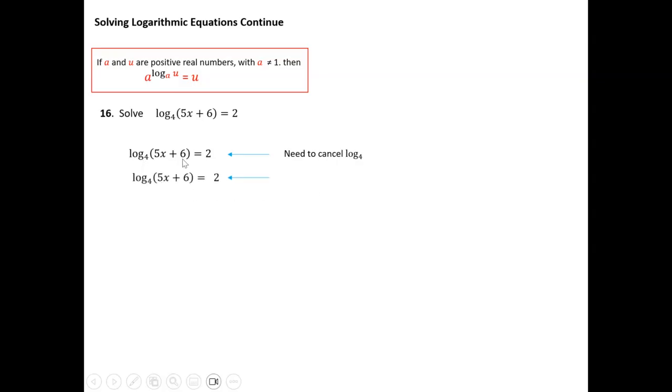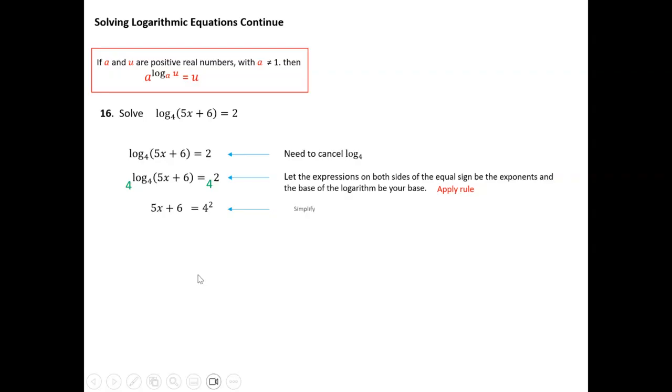We're going to let this expression on both sides be my exponent. In other words, we're going to put a big 4, and this becomes your exponent, but we do it to both sides. Now, by applying the rule on the left side, this is equal to 1, so we bring down the 5x plus 6 equals 4 squared, which is equal to 16.